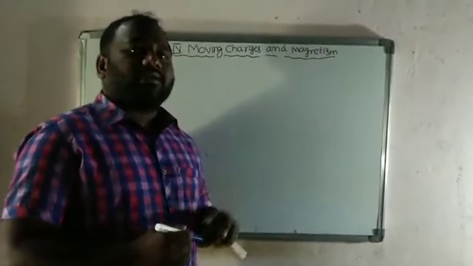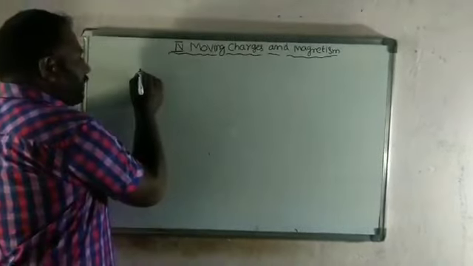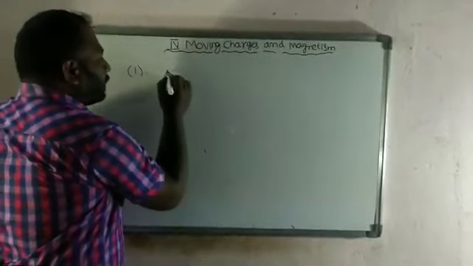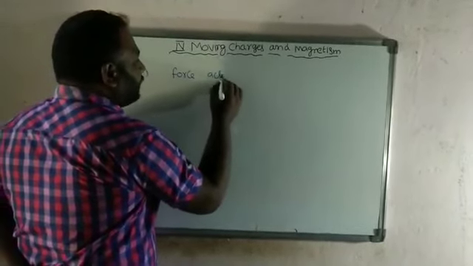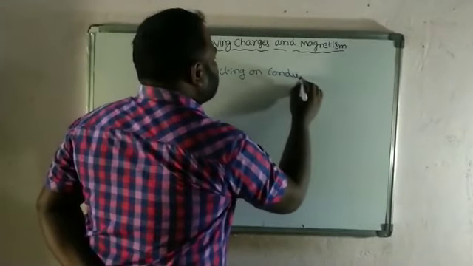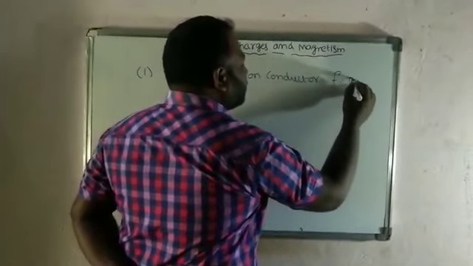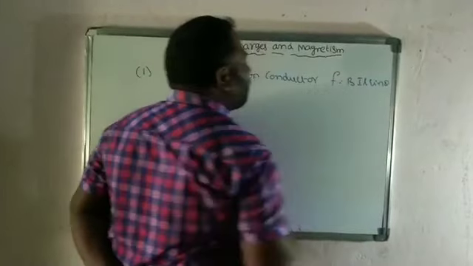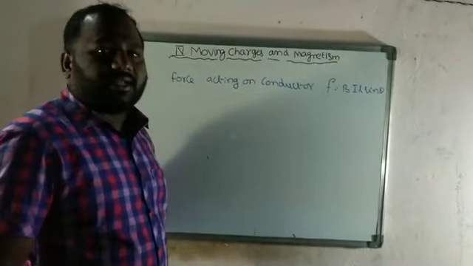To derive that, we have to know about some points. You have to remember these points. The first point is the force acting on a conductor. We derived for a straight conductor that it is B I L sin theta. This is the formula for the force acting on a current carrying conductor when it is placed in a magnetic field.